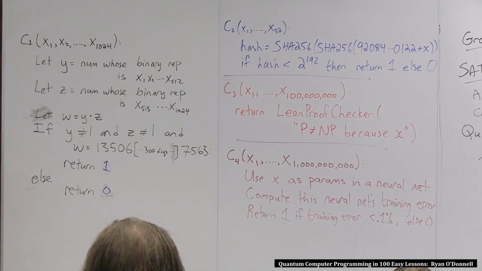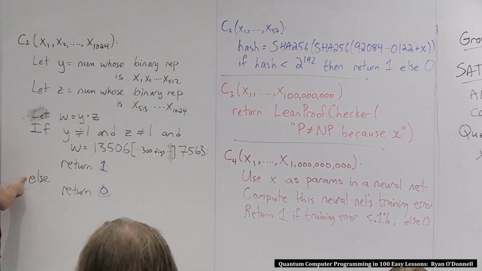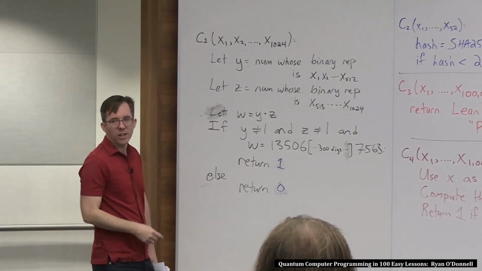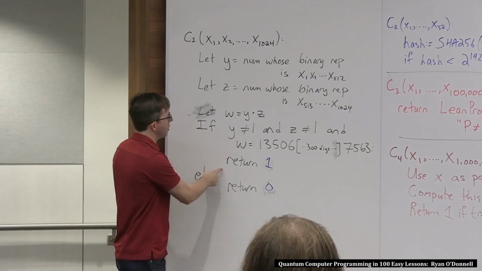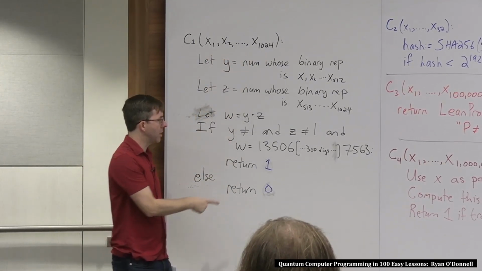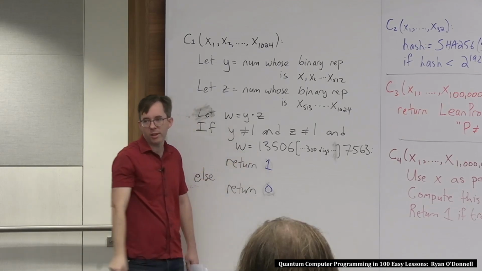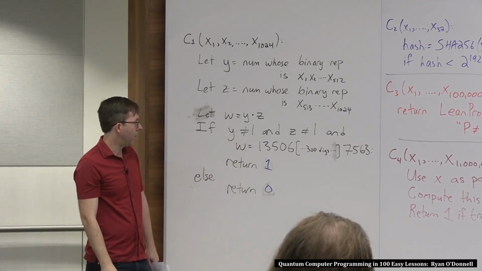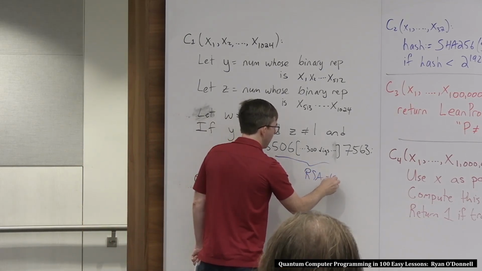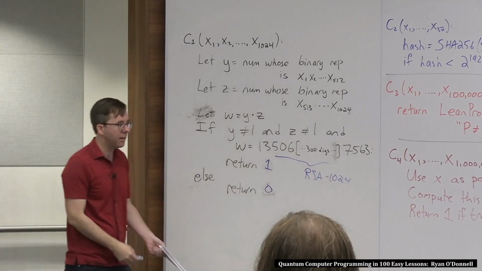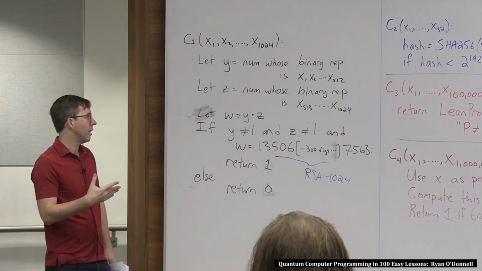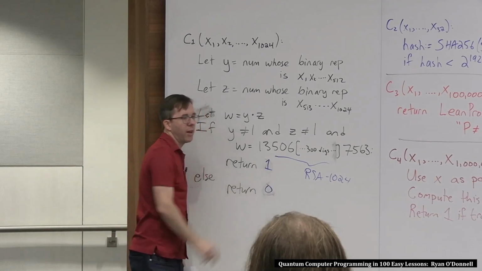So what is a satisfying string for this block of code? Well, a satisfying string is a string that makes it return 1, which is basically the encoding of 2 integers that multiply to this particular 309-digit number. And this particular 309-digit number is called RSA 1024. It's called 1024 because it's this many bits. It's a famous factoring challenge number. It used to be that you would get $100,000 if you could come up with the prime factors of this number.